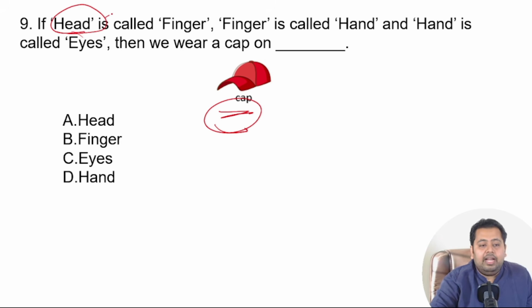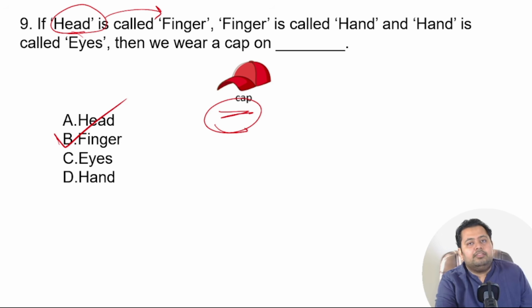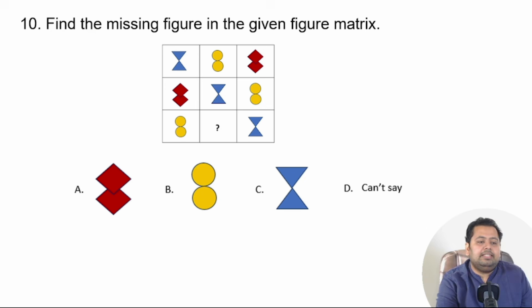And what is the head called? Head is called a finger. So the correct answer is option number B, finger, right? Hope you got it right. If you got it right, give yourself a star, and we move to the next question.